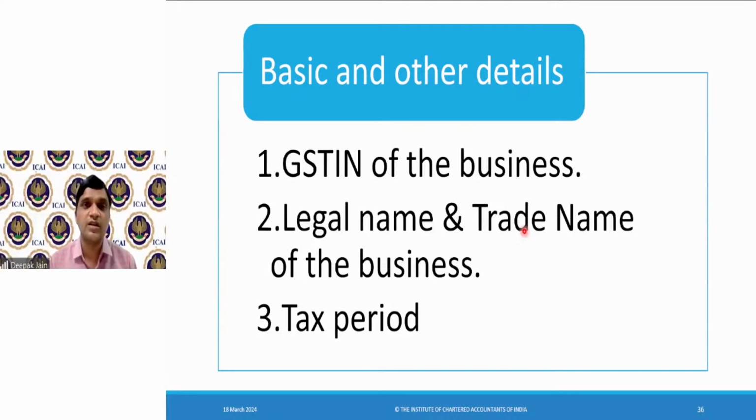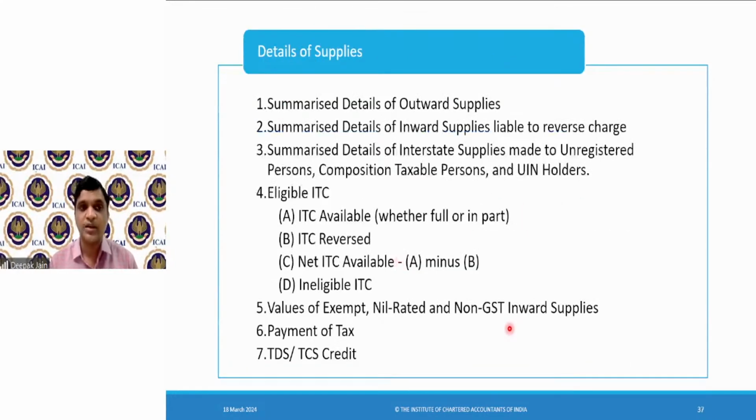This we were discussing, that in a regular GSTR 3B return, you will provide the details of GSTN, legal name and trade name, the tax period, and then you will give summarized details of outward supplies. You will give the details of inward supplies which are liable to reverse charge, because you have to pay GST under reverse charge. Then you will give summarized details of interstate supplies which you are making to unregistered persons, composition taxable persons, and UIN holders. Separately, you will have to give this information.